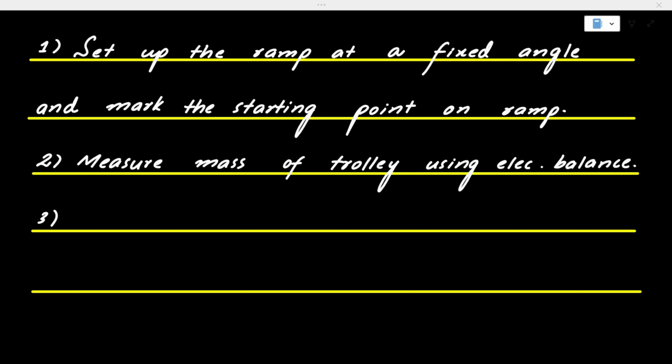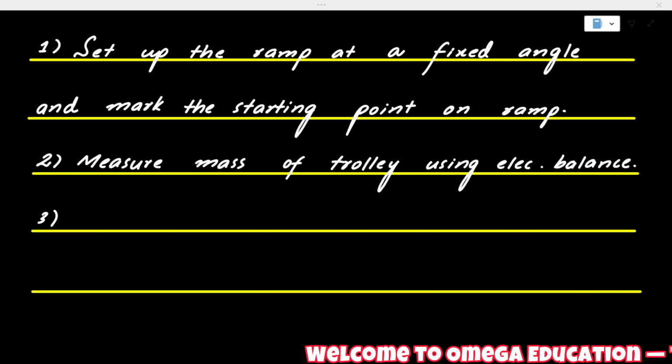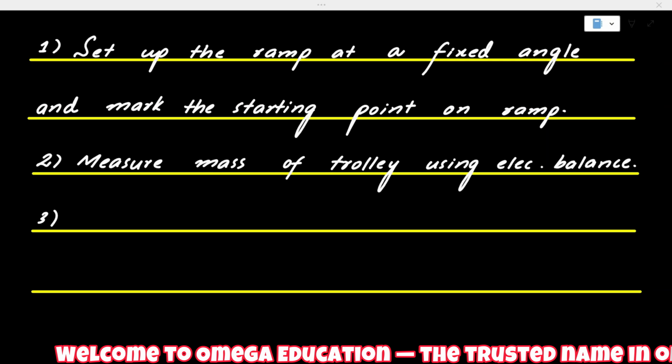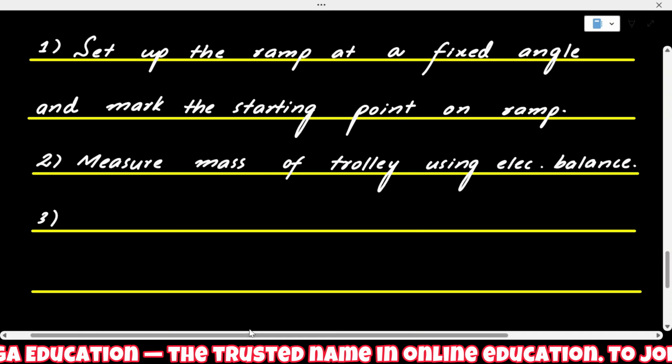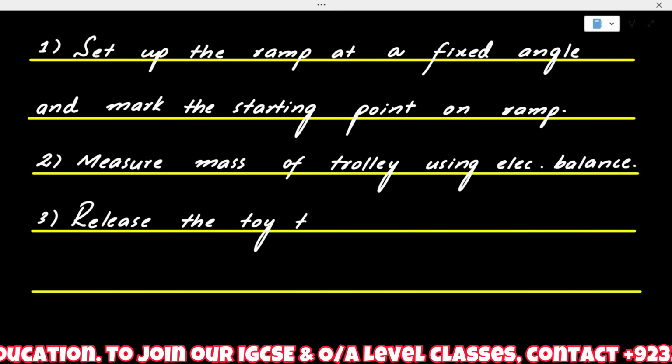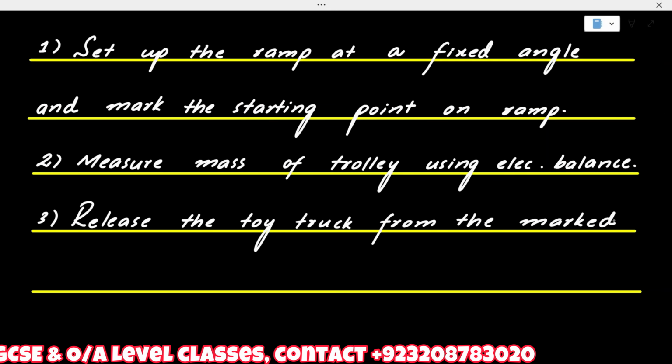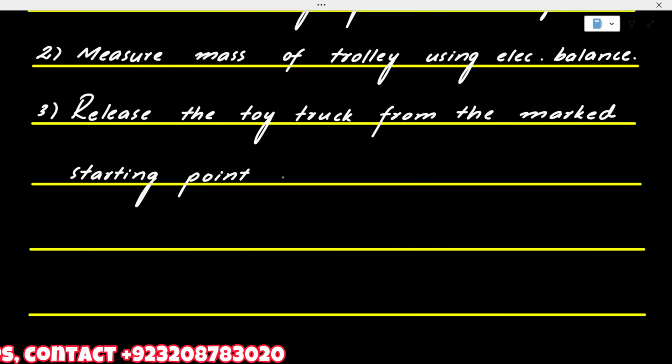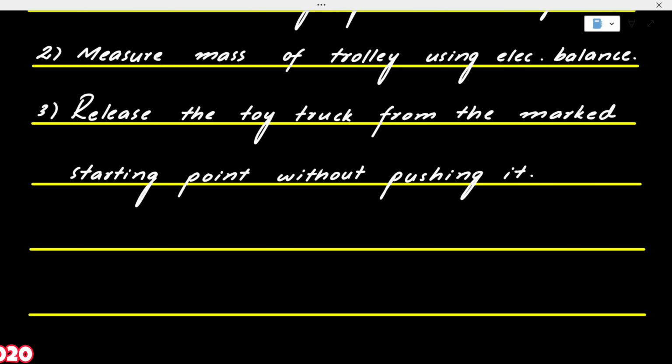Now, once we have measured the mass, we release the toy truck from the marked starting point without pushing it. We need to release it. Release means without pushing. And once it rolls down the slope, it moves on the horizontal surface.